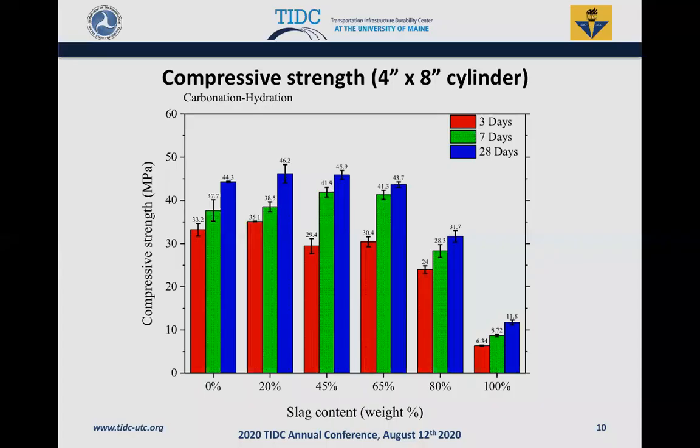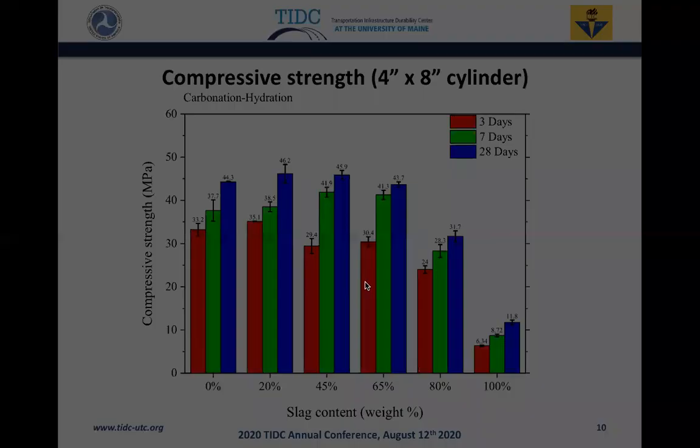The next slide shows the compressive strength result for carbonation hydration curing procedure. Again, decrease in early age and some improvement at later age. Here, 20%, 45%, 65%, all of them have good results.